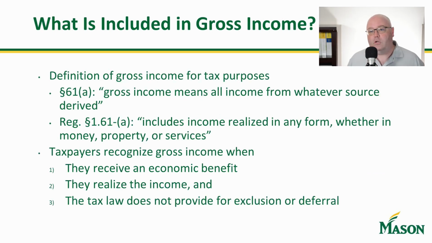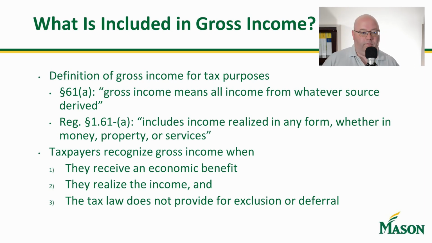So what is included in gross income? Under Code Section 61, gross income means all income from whatever source. That means if you earn income in Saudi Arabia, in Gabon, Africa, in Germany, or here in the United States, any income from any source is technically realized income. And so it has to be included, unless, getting back to the recognition portion, there's an exclusion or deferral.